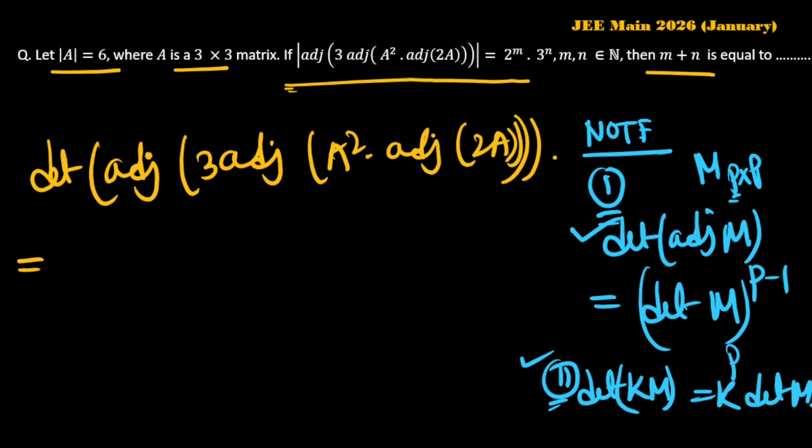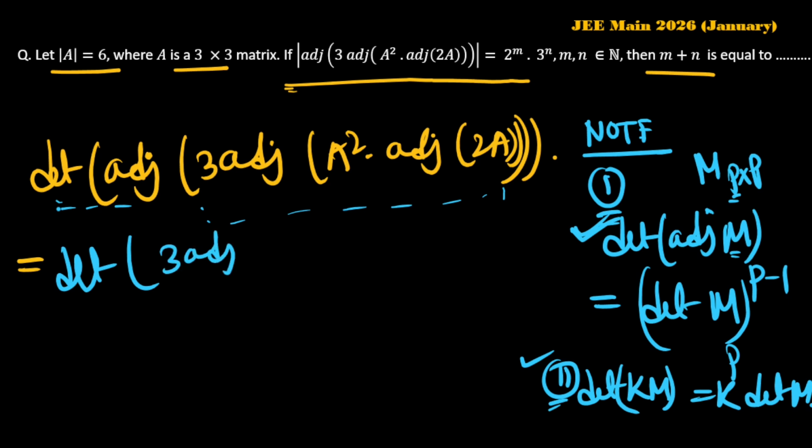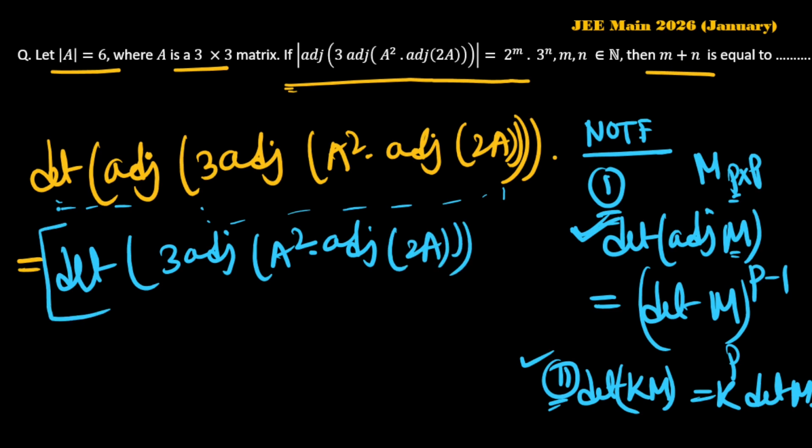So in this question, there is a determinant of an adjoint, so the first formula applies here. We consider the matrix 3 adjoint of A square into adjoint of 2A as one matrix, so the determinant of its adjoint is the determinant of this matrix power P minus 1. P is 3, since the matrix is 3 cross 3, so that is 3 minus 1, that is 2.